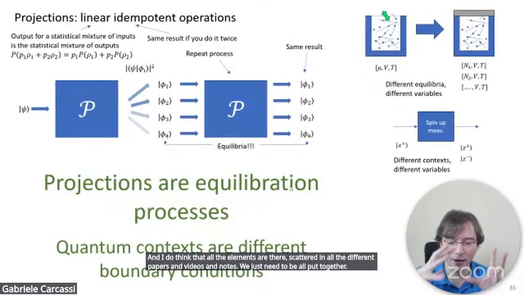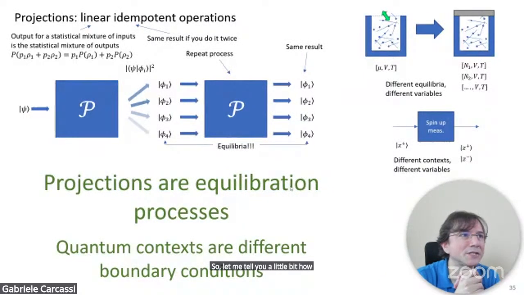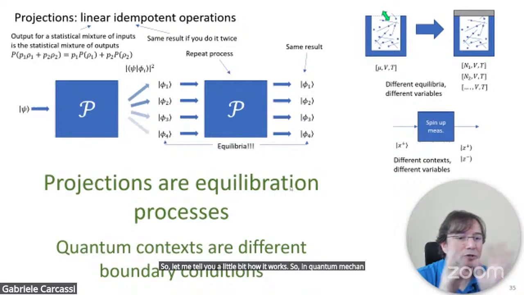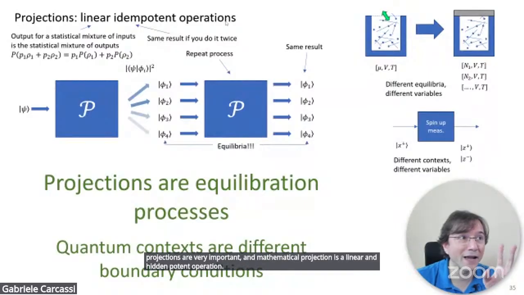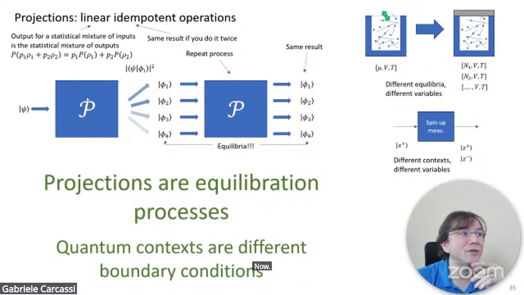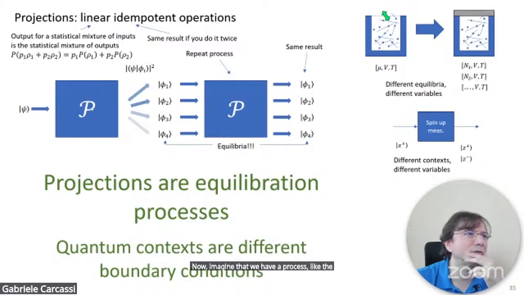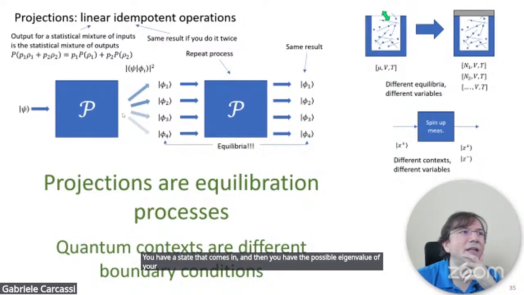So let me tell you a little bit how it works. In quantum mechanics, projections are very important, and mathematically a projection is a linear and idempotent operation. That's what defines a projection. Now, imagine that we have a process like the measurement process, right? You have a state that comes in, and then you have the possible eigenvalues of your measurement, and you go there with a given probability.